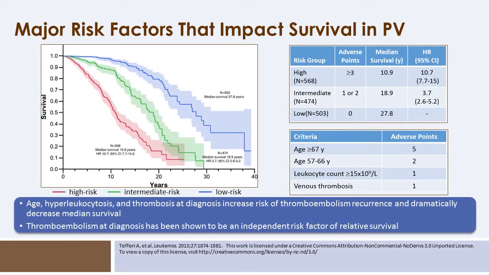This included older age, particularly higher if an individual is above age 67 versus 57 to 66. Next, the presence of leukocytosis with a threshold of greater than 15,000. And finally, the presence of venous thrombosis. Individuals without any of these factors would be low risk. Individuals that have a point score of 3 or more are high risk, and intermediate are those somewhere in the middle.